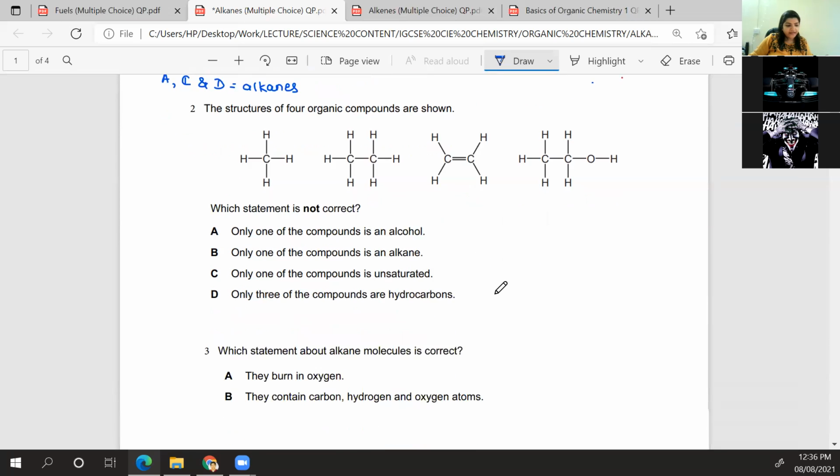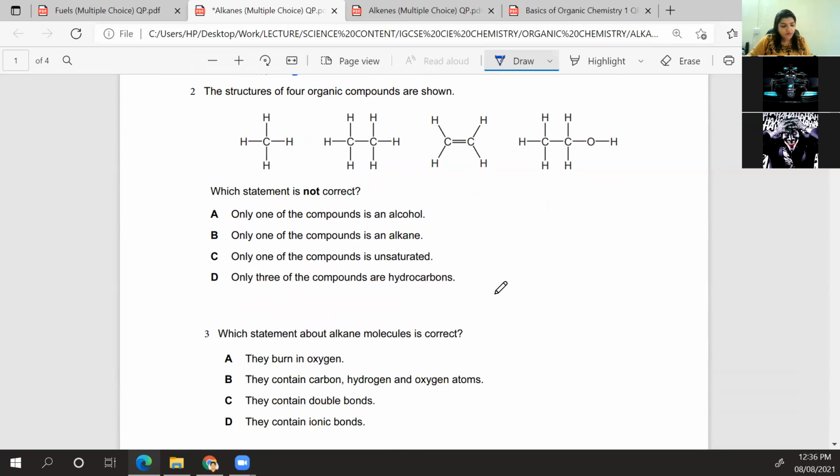Okay, let's go to the second question. The structures of 4 organic compounds are shown. Which statement is not correct? Which statement is not correct means we have to find the incorrect statement. Only one of the compounds is alcohol. If you look at all these 4 compounds, one of them is alcohol. Yes, this is the only compound which has the OH group. So this statement is correct. We have to find the incorrect statement.